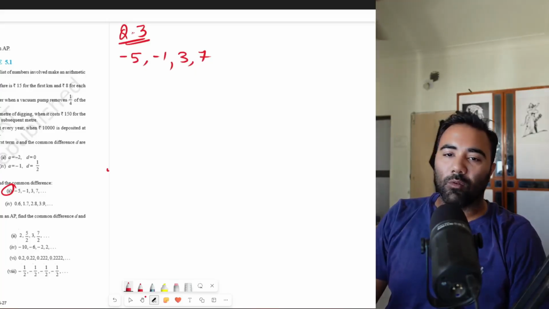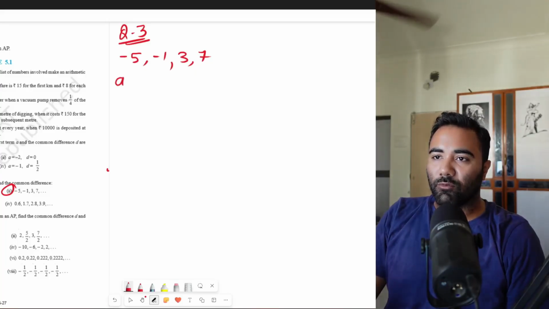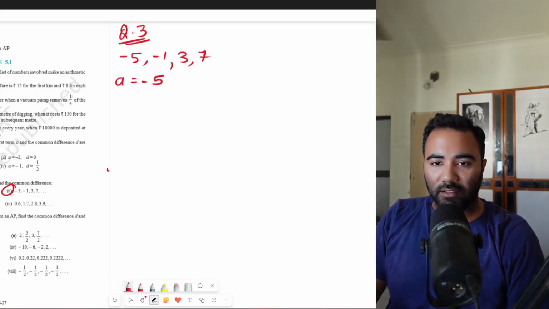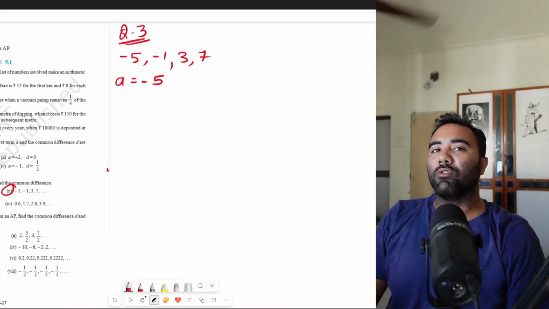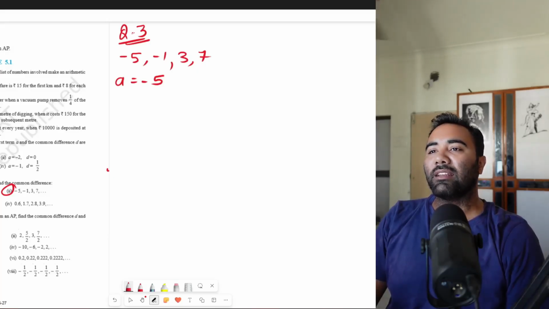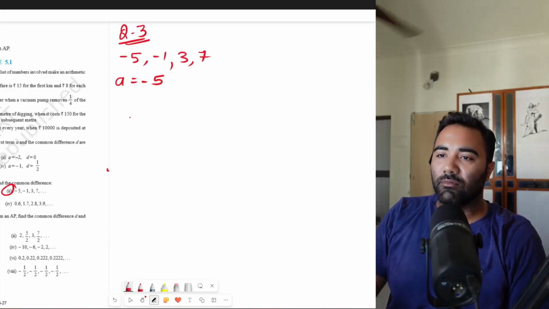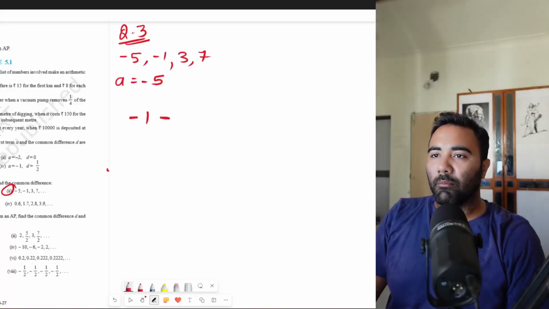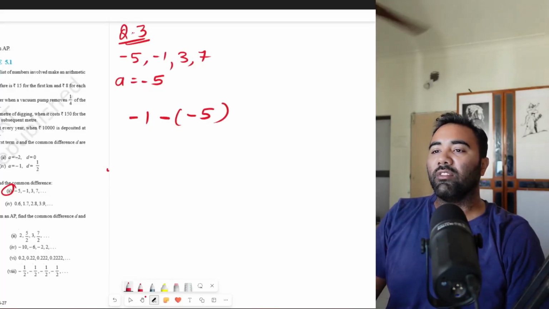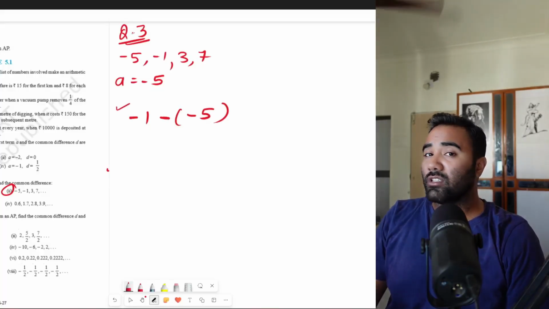Now what do I need to do? I need to write the first term. So the first term is -5, and what is the common difference? How do you calculate common difference? You subtract the preceding term from the succeeding term. So -1 minus of -5. This is something that a lot of students forget.